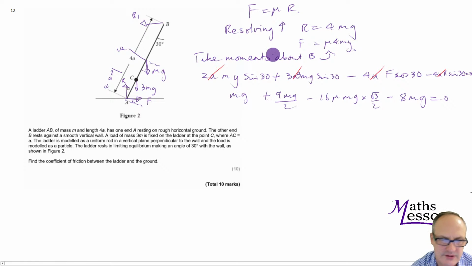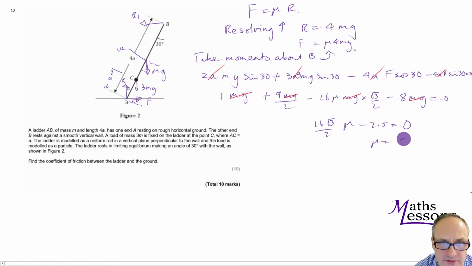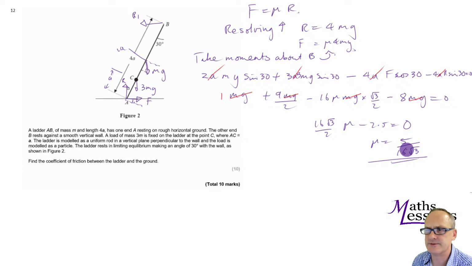And what you realise is we can also cancel out m and g. Just leaves me 1 here. Okay, and when I simplify all of this down, I'm going to get 16 root 3 over 2 times mu minus 2.5 equals 0. And in my answer, I've got mu equals 5 over 16 root 3. I've not simplified that down. You can type that into your calculator and see if that matches up with your answer.